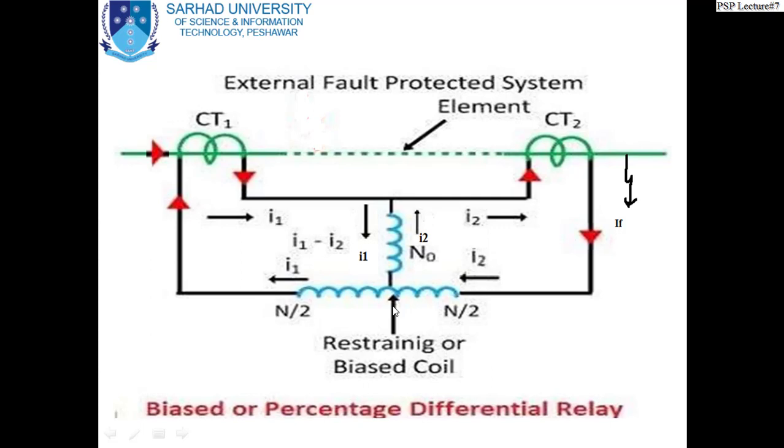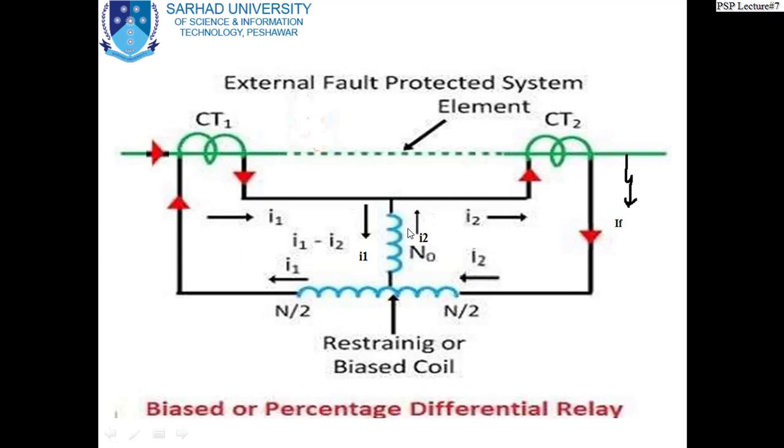External fault protected system. Now, gentlemen, you see here, this is your incoming CT, and this is your outgoing CT, and this is of course the element to be protected. In the previous case we had not provided this restraining coil. This is the addition. We provide a restraining coil. The current in this coil produces a restraining torque or restraining force which is against the operating force produced in the operating coil.